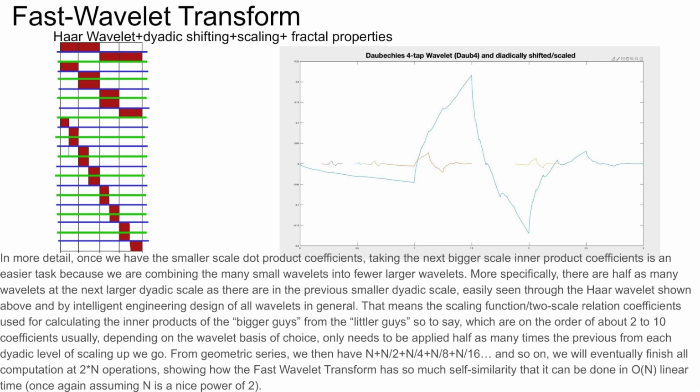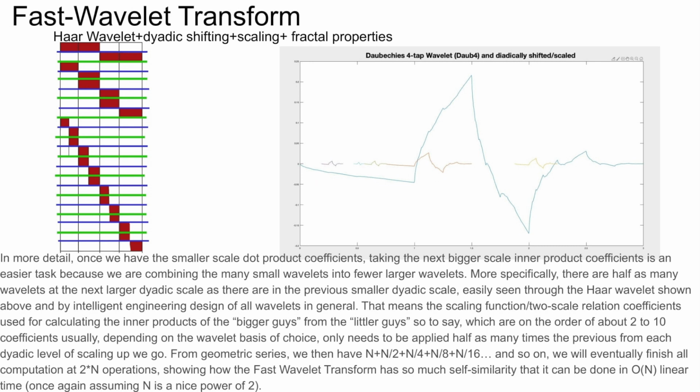More specifically, there are half as many wavelets at the next larger dyadic scale as there are in the previous smaller dyadic scale, easily seen through the Haar wavelet example shown above and by intelligent engineering design of all wavelets in general. That means the scaling function or two-scale relation coefficients used for calculating the inner products of the bigger guys from the littler guys, so to say, which are on the order of about 2 to 10 coefficients usually depending on the wavelet basis of choice, only needs to be applied half as many times from each dyadic level of scaling up we go.